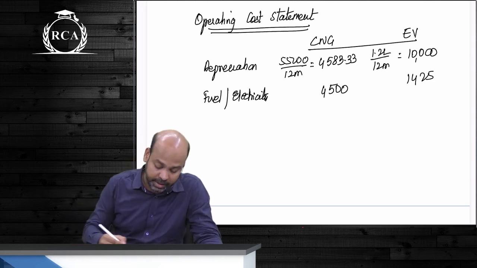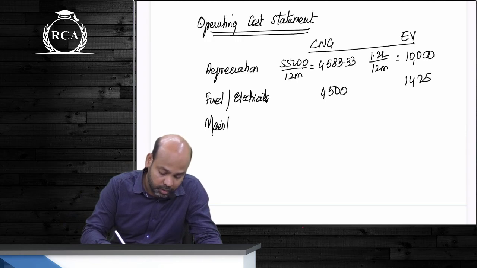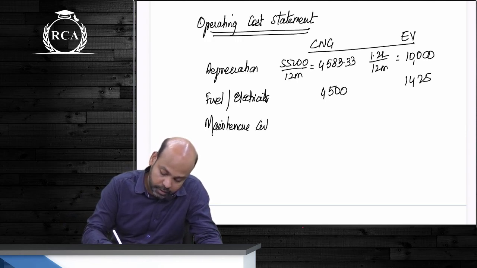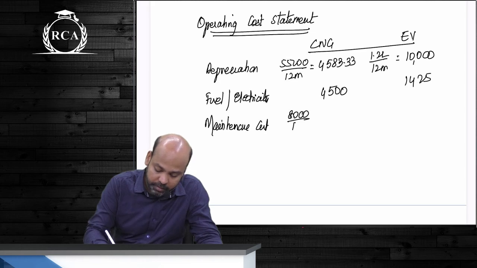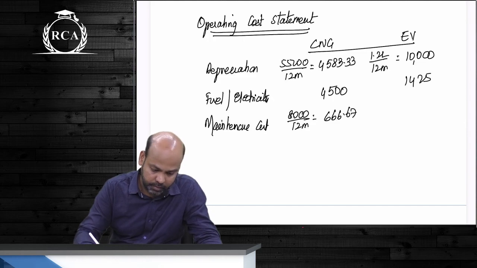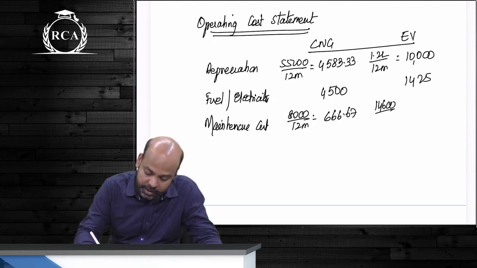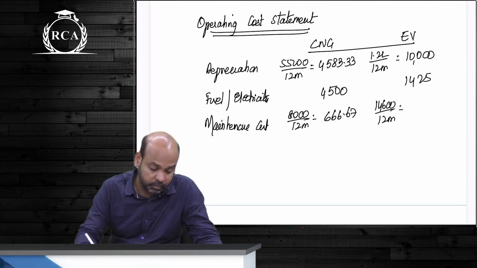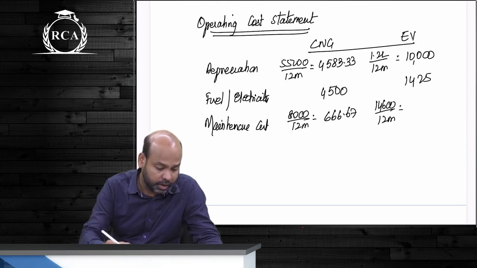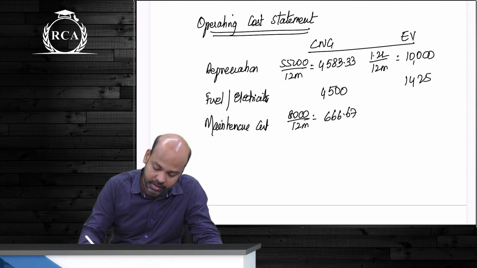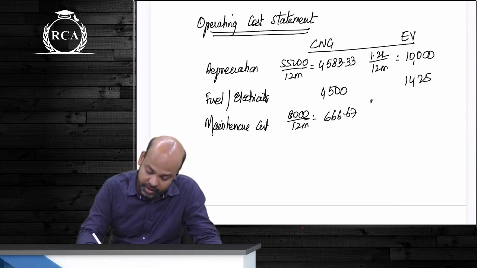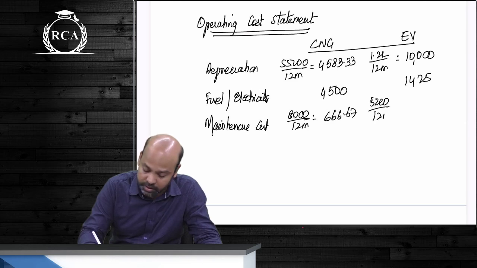Now maintenance cost बेटा they gave per annum. What will you do? Divide by 12 months. 8,000 by 12 months. 14,600 divided by 12 months. नहीं sorry, मैं insurance हाँ समझ क्या बेटा, relax. 5,200 divided by 12 months. Correct answer बेटा.